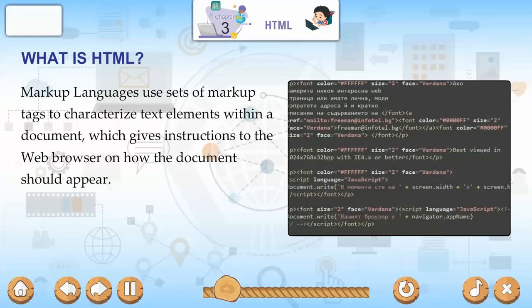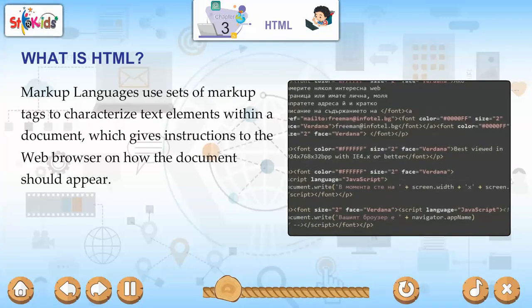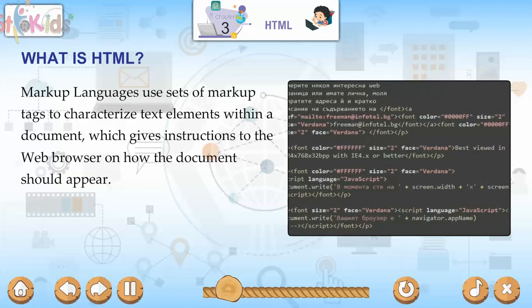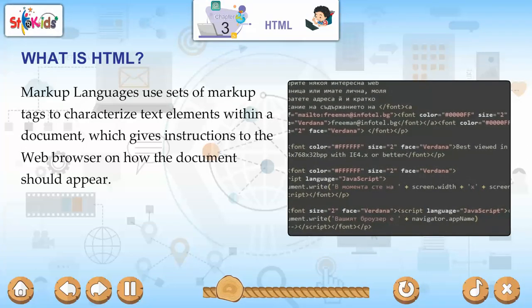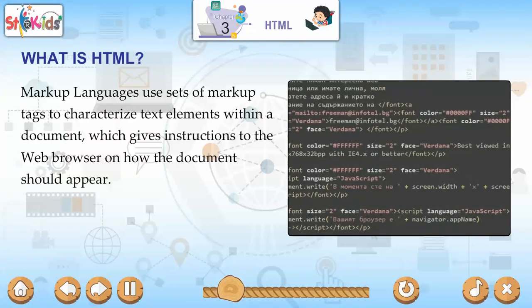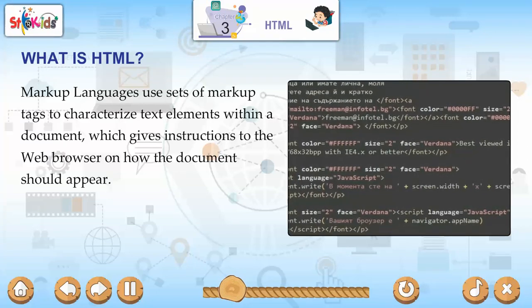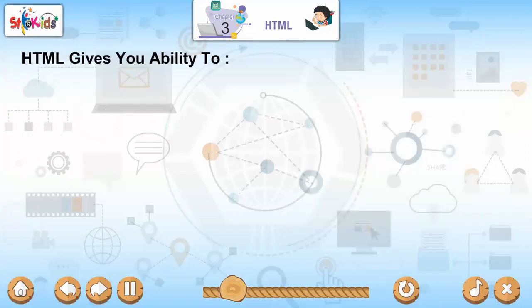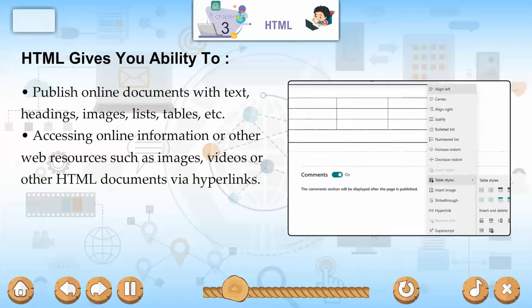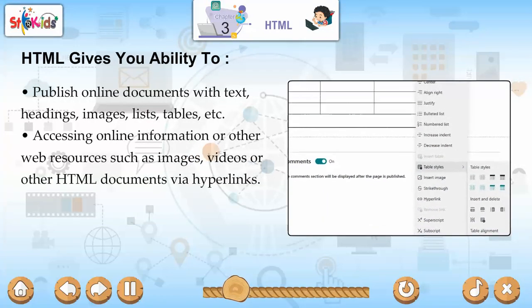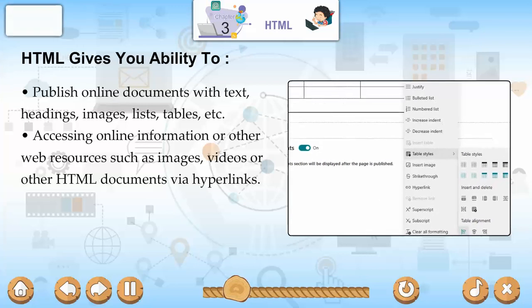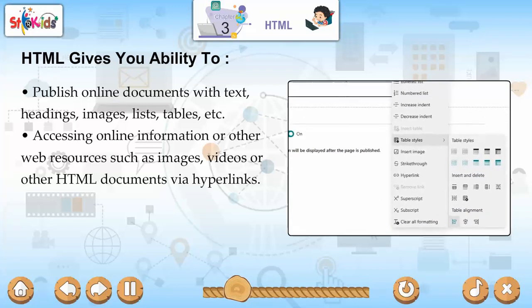Markup languages use sets of markup tags to characterize text elements within a document, which gives instructions to the web browser on how the document should appear. HTML gives you the ability to publish online documents with text, headings, images, lists, tables, etc.